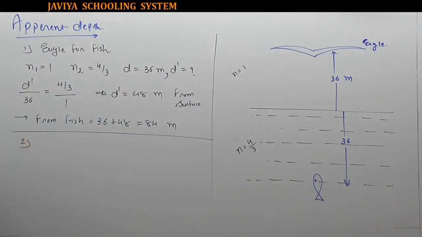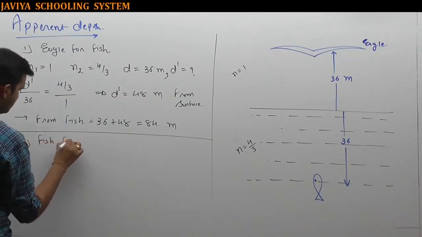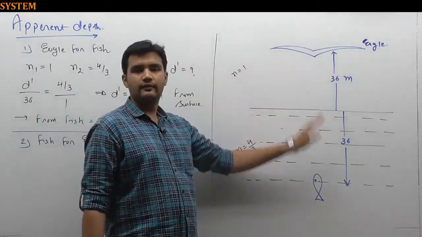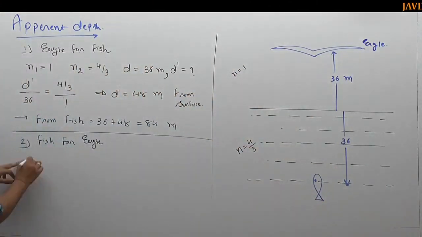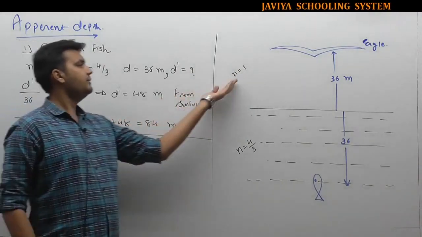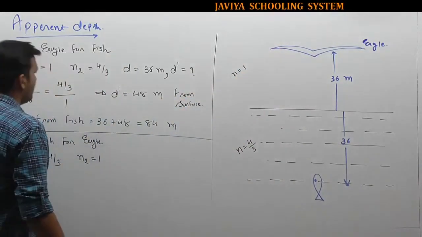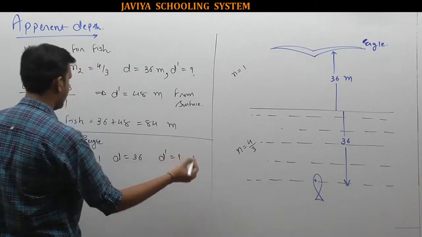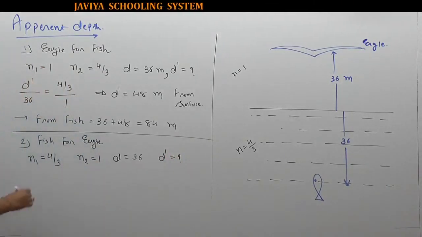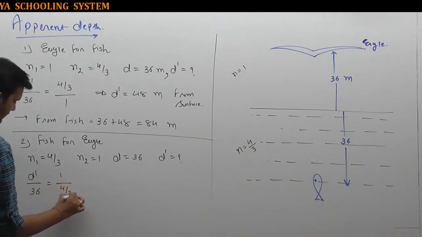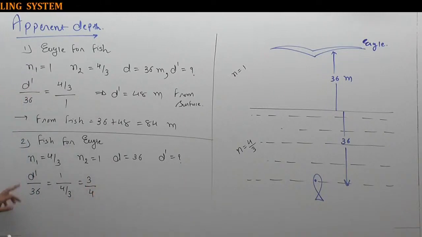Now case 2 is what? Fish for eagle. Now the eagle is the observer, observing the fish. So from where your rays are coming, that is your n1. In which your rays are going, that is your n2, from this into this. Okay, what is depth? 36 from surface. And apparent depth we don't know. You can find it. So d dash upon d is equal to n2 upon n1, which is nothing but 3 by 4. So what is d dash?